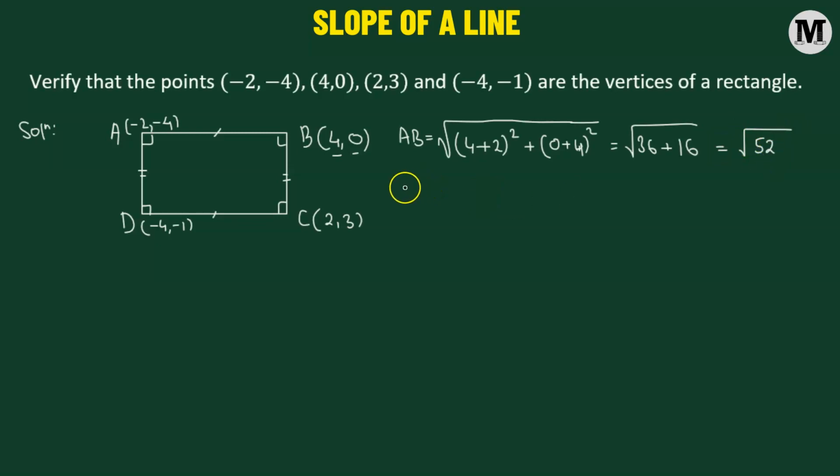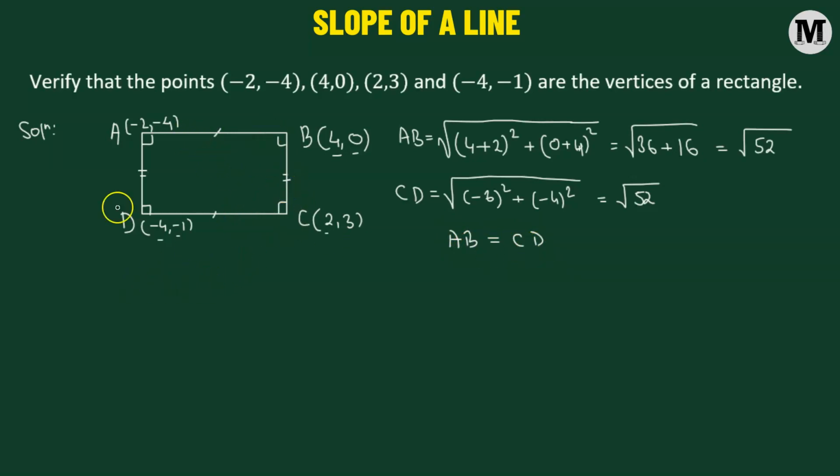Okay, now let's find the length of side CD. Again, we'll use the distance formula here. So we have the square root. Underneath the square root, we'll take the difference of the x coordinates. So we'll do -4 minus 2, that's going to be -6 squared, added to the difference of the y coordinates. So we have -1 minus 3, that's -4 squared. So this is going to give us a length, square root of 52. So clearly we see that AB equals CD. So the sides are of equal length.